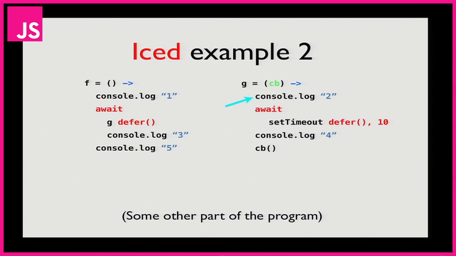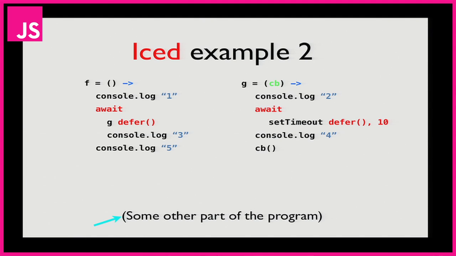So now we're in g, the first thing we do is print a 2. And then, as in the first example that I showed you, we're going to wait 10 milliseconds for a timeout. So at this point, control cannot proceed any further in g. So it jumps back out to f, because f can still keep doing other things. It hasn't reached the end of its await block yet. So it's going to then print 3, and then control will jump to some other part of the program.